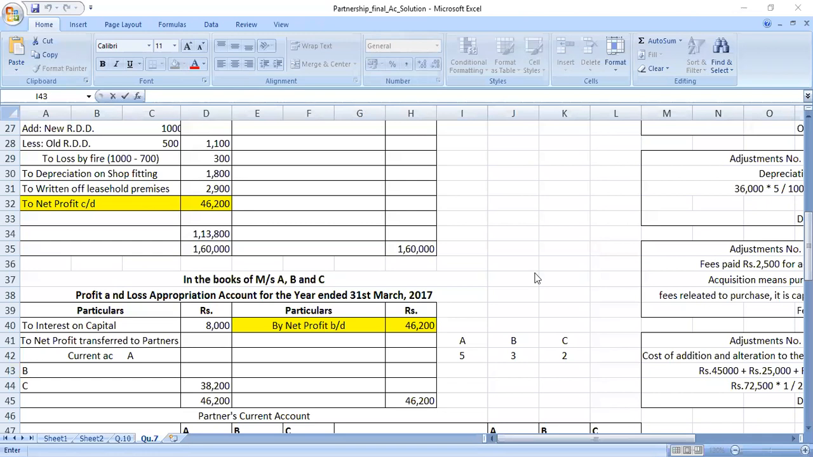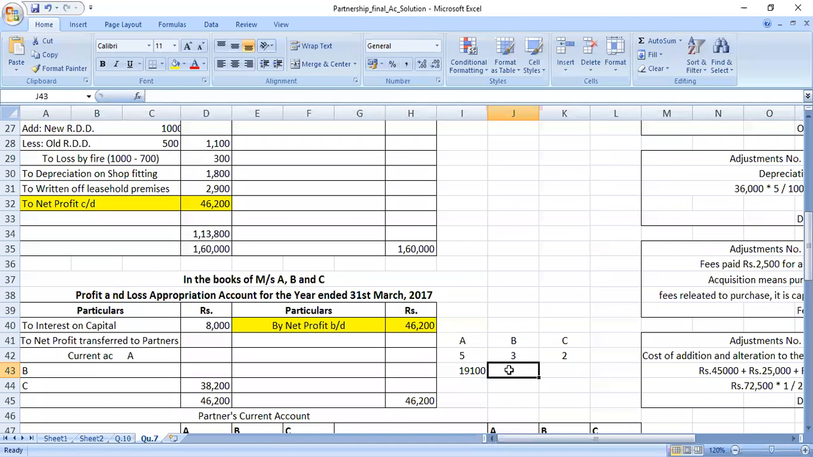In that, Abhishek, Suhas, Kamal, Praveen got the 38,200. Now this amount is to be distributed among the three. So how will we distribute it? 38,200 into 5 and divide by 10. It is 19,100.